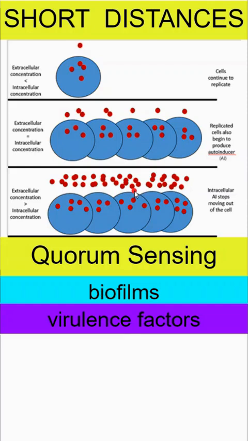Another short distance example would be with bacteria and quorum sensing. So bacteria are naturally going to produce these autoinducers. And there are certain things that bacteria do that they only do once they get to a great enough density. So this idea of quorum sensing, the more bacteria that exist, the higher the concentration of these autoinducers.